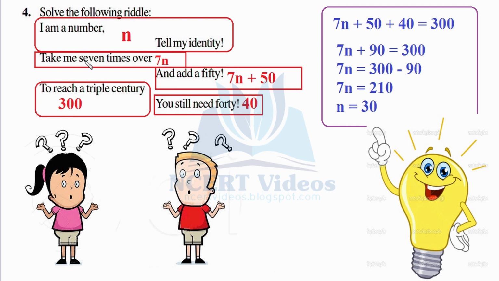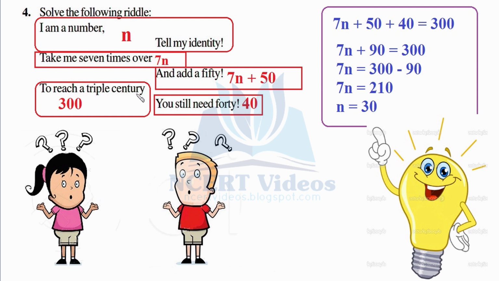Take me 7 times over. That means take me 7 times. Times means multiplication. Whenever you see times, it means multiplication in mathematics. So 7n we have reached so far, and add a 50. So whatever you got here, you have to add 50 to it. So we have done it. 7n plus 50. Right so far.